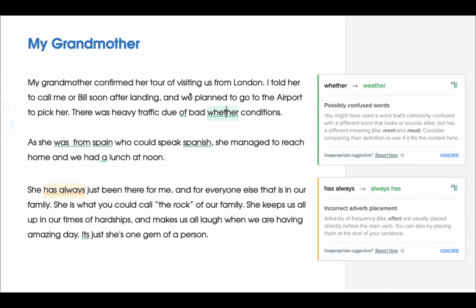So this is a screenshot from our word processor called Zoho Writer, where you see a grammar assistant trying to correct all of your grammar mistakes, possibly a confused words issue, and an incorrect adverb placement. The beauty of this lies in the fact that it doesn't just flag that it is wrong. It also tells you why it is wrong, and gives you a brief explanation on why it has been flagged as wrong.